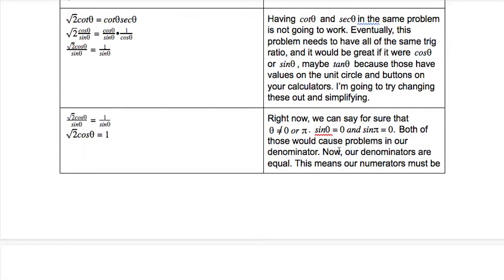So here's what I'm going to do. I'm going to come over here and say, look, if theta is 0 or pi, then sine theta would be a problem. Let's just assume then that 0 and pi are not going to be solutions. So then I could multiply both sides by sine theta, or I could even say the denominators are equal. Therefore, the numerators must also be equal.